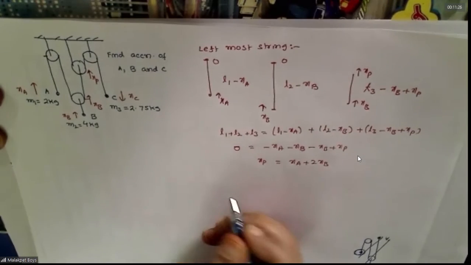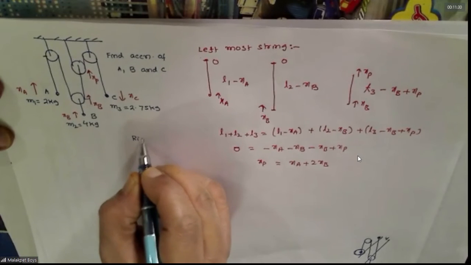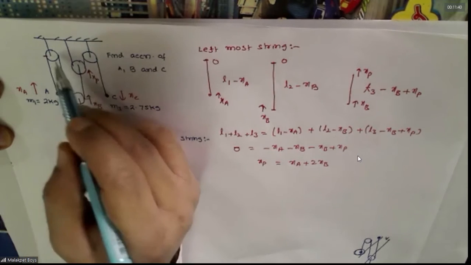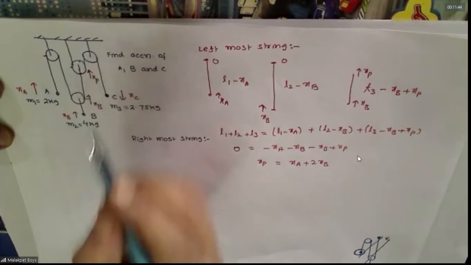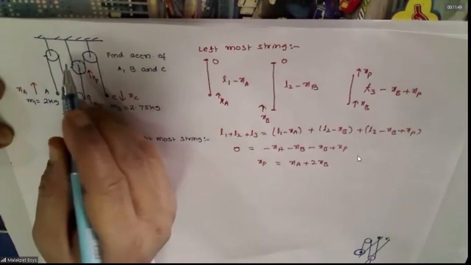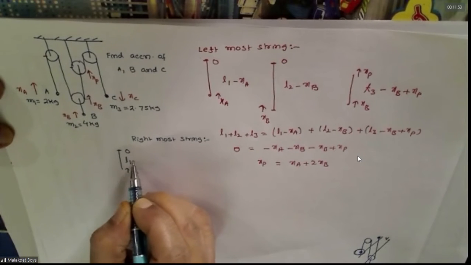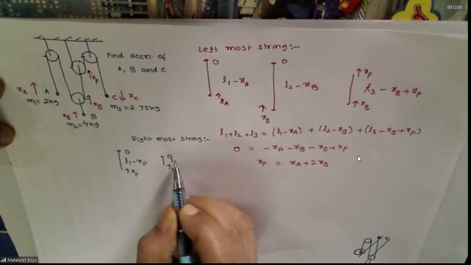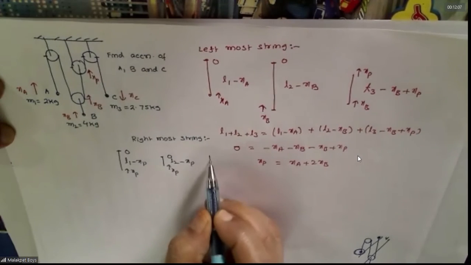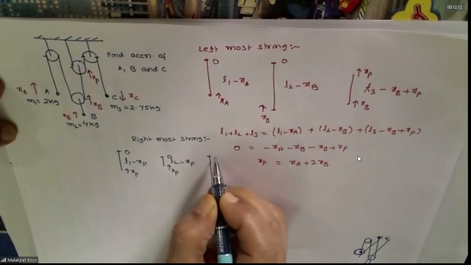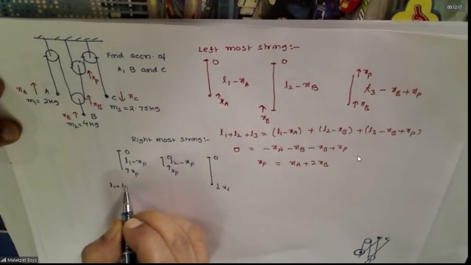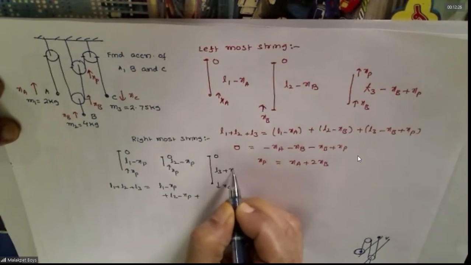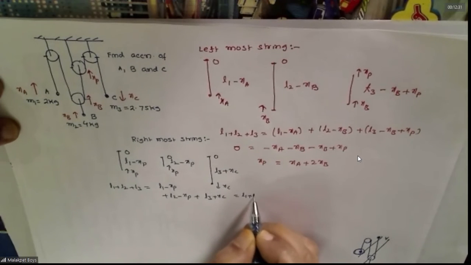We will take the rightmost string. If you take that, this also consists of three parts, no? Now the string is over. You can see that one end is fixed, 0. When this goes up by xp, the initial length of this will decrease. Now come back to this. This is 0, this is also 0. This is xp, that means the length of that is decreasing. Now come back to this part. This is xc, this is fixed. So here the initial length of the string has become L3 plus xc, equals L1 plus L2 plus L3.